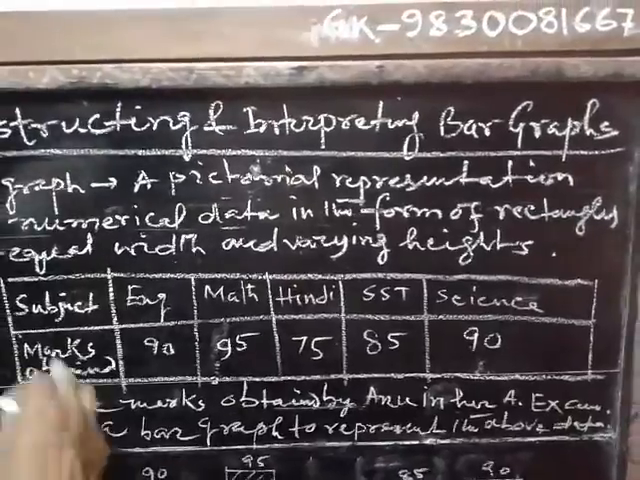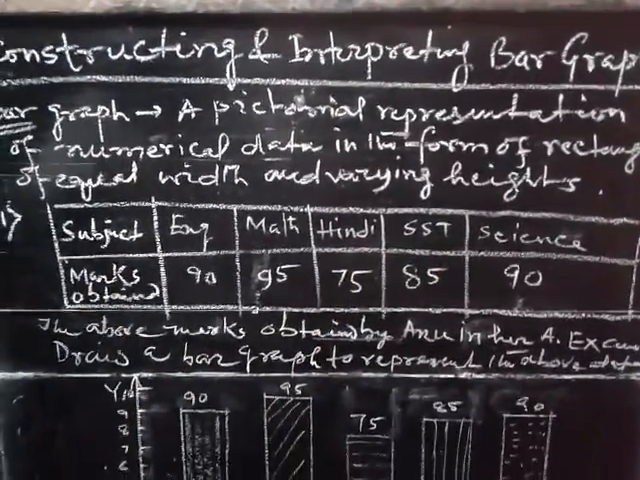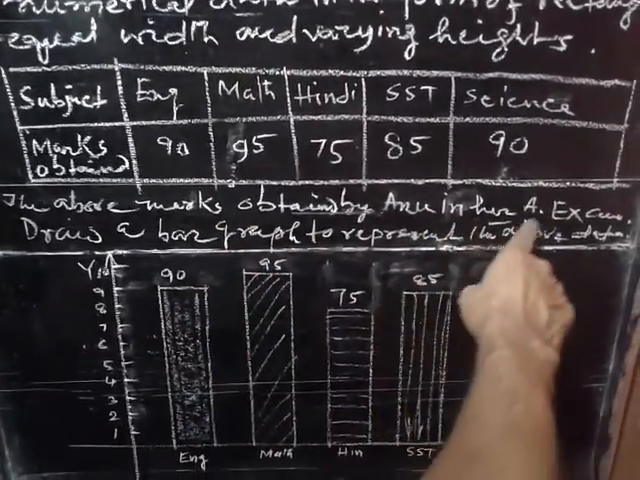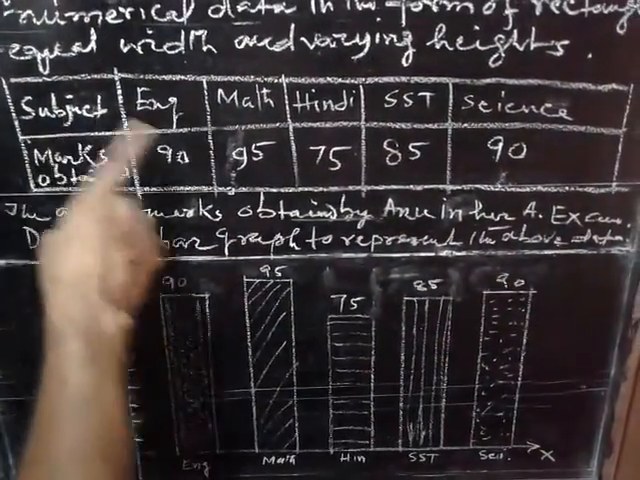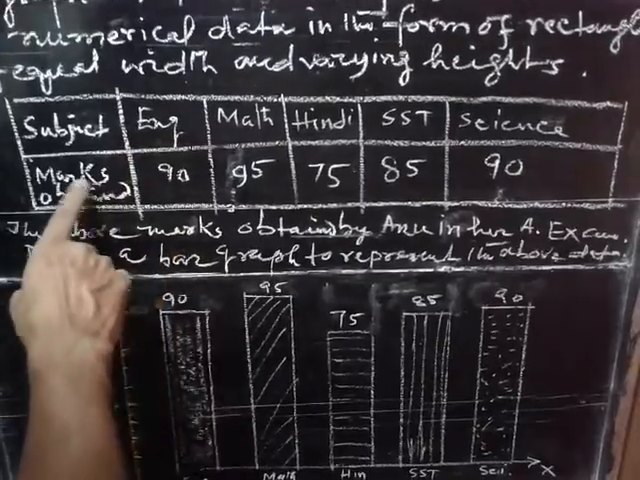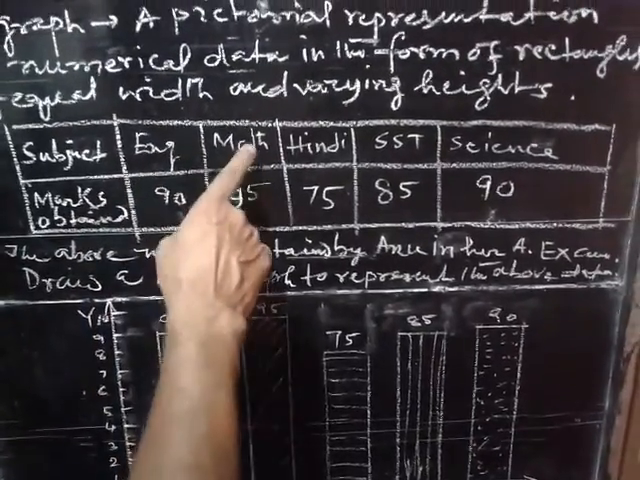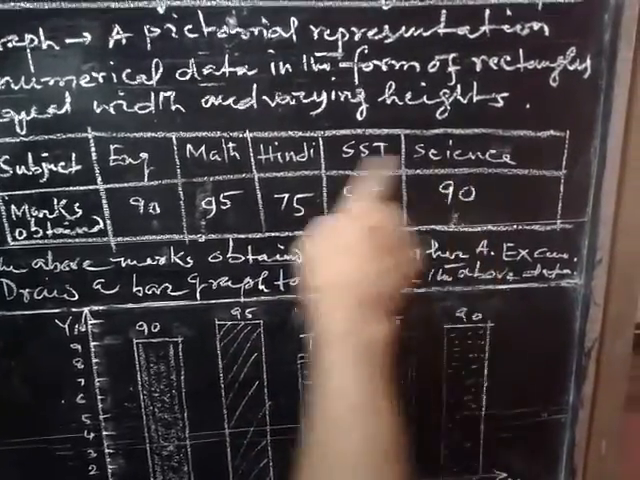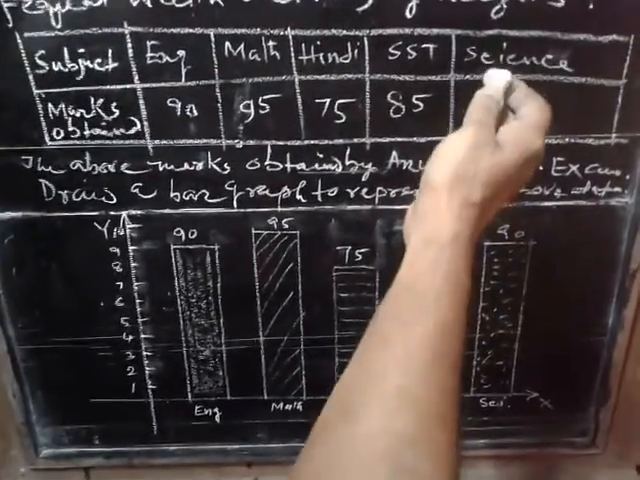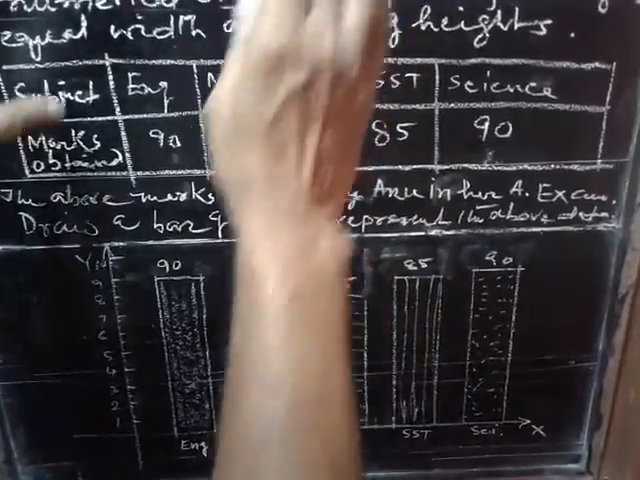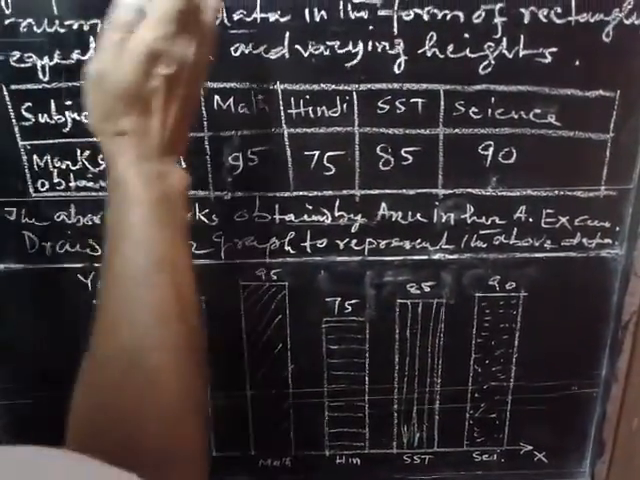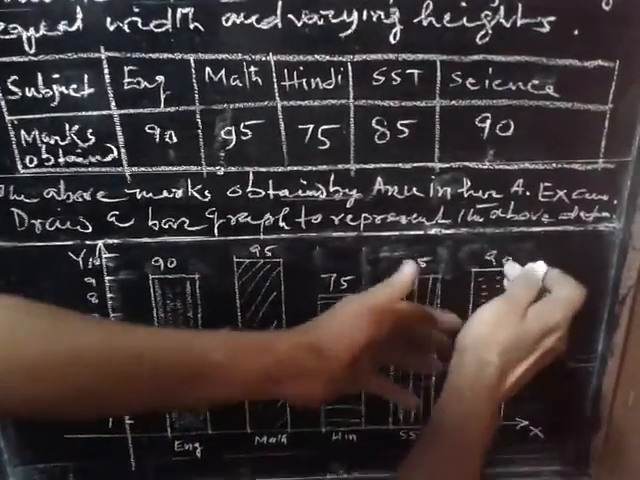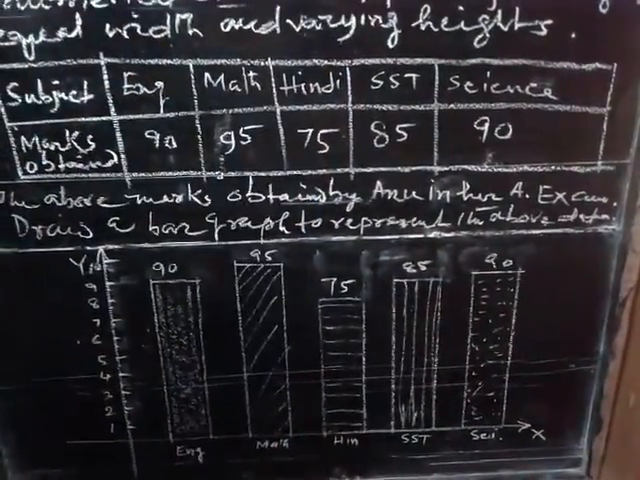What does it mean? Let's take one example. Suppose these are the data obtained by Onu in her annual exam. In subject English she scored 90%, Maths 95, Hindi 75, SST 85 and Science 95. So this data needs to be represented with the help of this bar diagram. See, these are bars in the form of rectangles. For this reason it is named a bar.